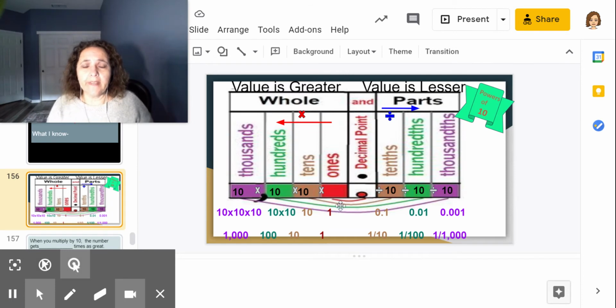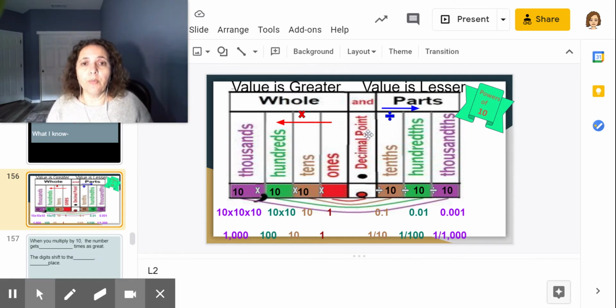Okay, so here's our place value chart, and hopefully you said if we move to the left, our place values get bigger, right? They are increasing 10 times each time. If we go to the right, our place value chart is decreasing by 1/10 every time.